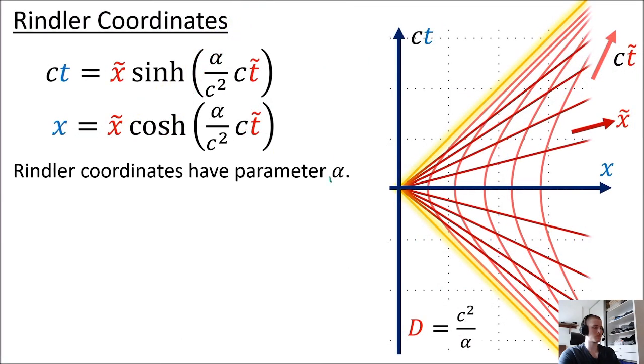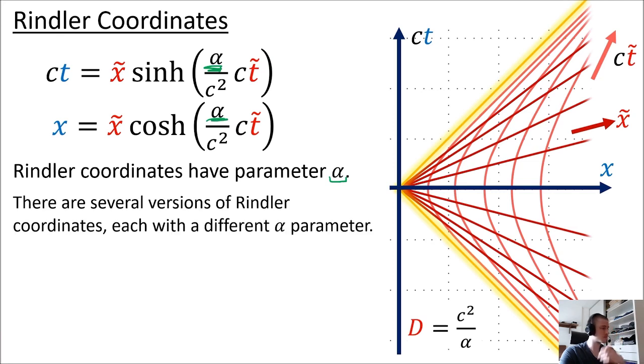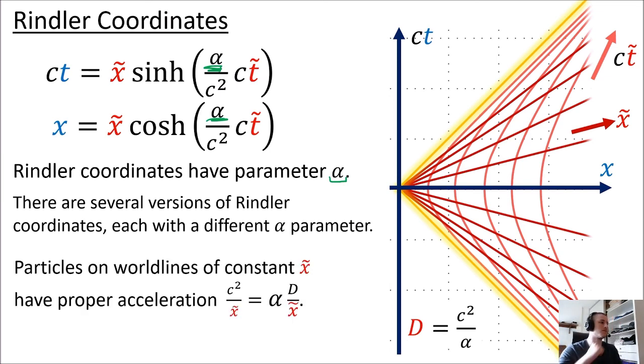Also, the proper acceleration alpha is a parameter for the Rindler coordinates. There are actually several different versions of Rindler coordinates, each with a different value for the alpha parameter. Particles on a world line of constant x tilde will have a proper acceleration of c squared over x tilde, which is also equal to alpha times d over x tilde.